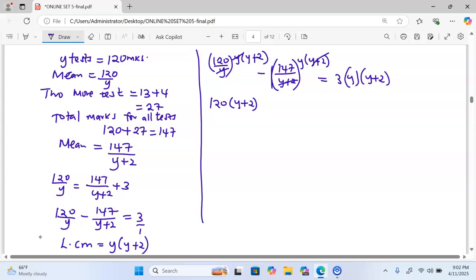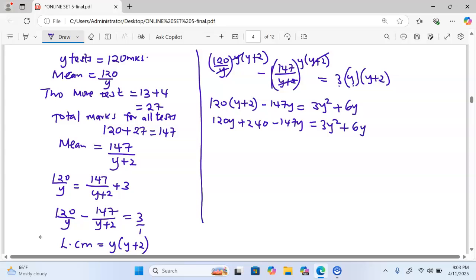Y plus 2 and y plus 2 goes, we are going to have negative 147 times y, giving us negative 147y. And this one is going to give us 3 times y will give us 3y squared. Then of course 3 times y times 2, you get positive 6y. We can now open the brackets. We have 120 times y, which is 120y. 120 times 2, you get 240 minus 147y, and this one is going to give us 3y squared plus 6y.